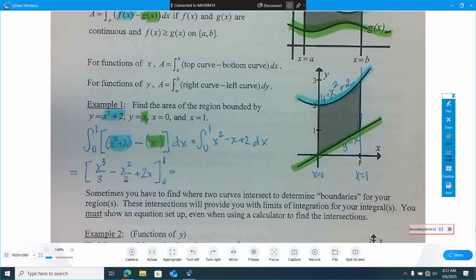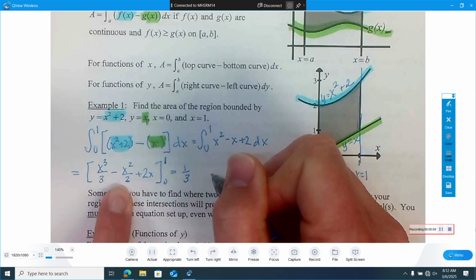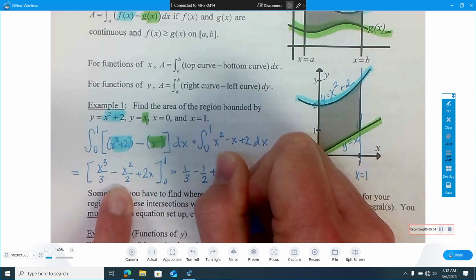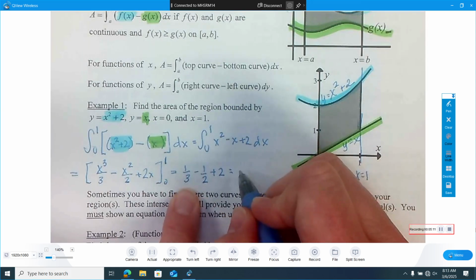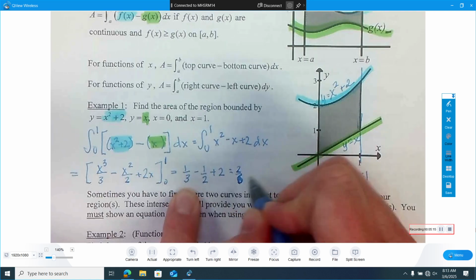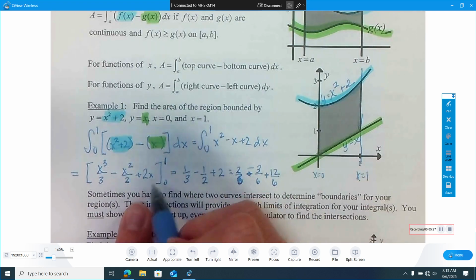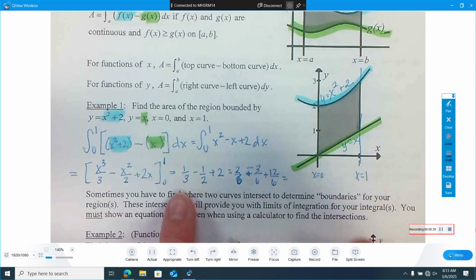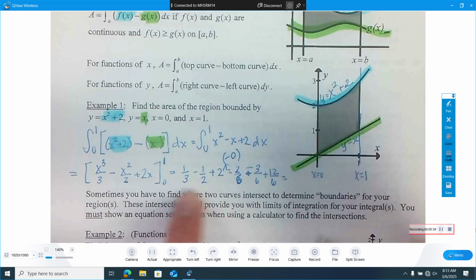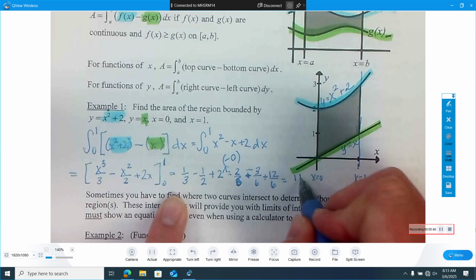I can go ahead and plug in the 1 there. We would have 1 cubed over 3, which is 1/3. 1 squared over 2 is 1/2, plus 2. I'll make those all with a denominator of 6 so I can add them easily. That's 2/6 minus 3/6 plus 12/6. Oh, I forgot to subtract all the zeros. That's a 0, 0, and 0. Sorry about that. It is just minus 0 for all the others. All right. 2/6 minus 3/6 is negative 1/6, plus 12/6 is 11/6.